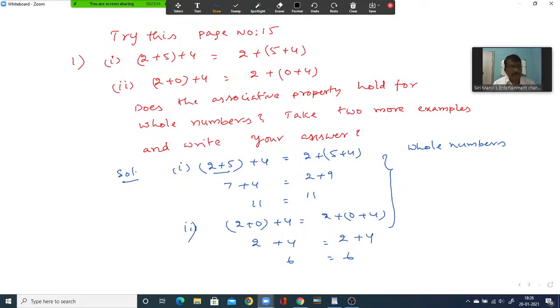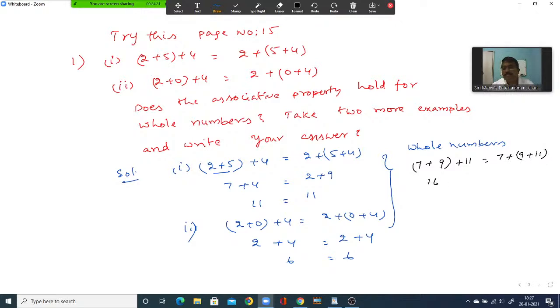So again I am taking whole numbers. Take two more examples and write your answer. So I am taking two more examples. What are the examples? Take 7 plus 9 plus 11 is equal to 7 plus 9 plus 11. This is the first example.